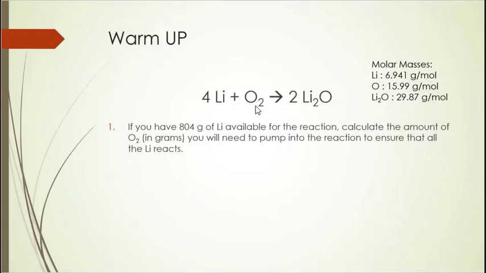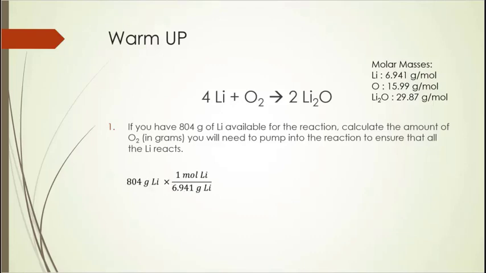When we have a balanced equation, I have 4 lithiums on the left, 4 lithiums on the right, 2 oxygens on the left, and 2 oxygens on the right. If we have 804 grams of lithium available for the reaction, calculate the amount of oxygen in grams you will need to pump into the reaction to ensure that all of the lithium reacts.